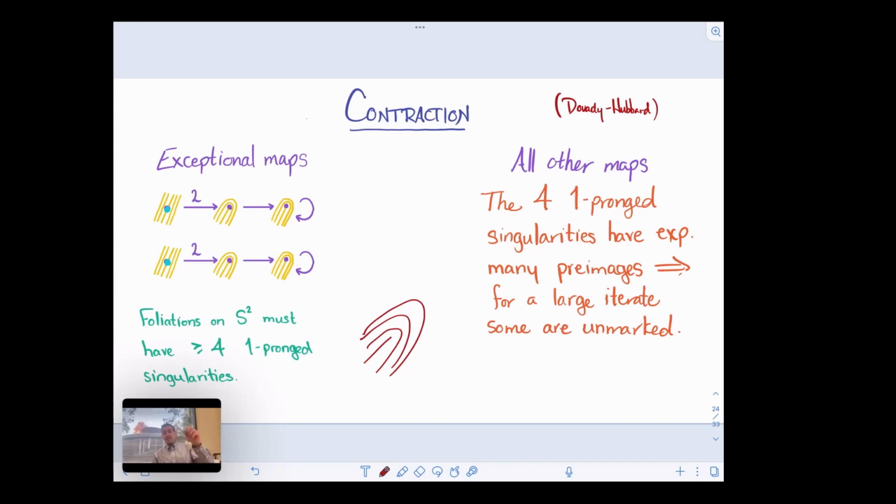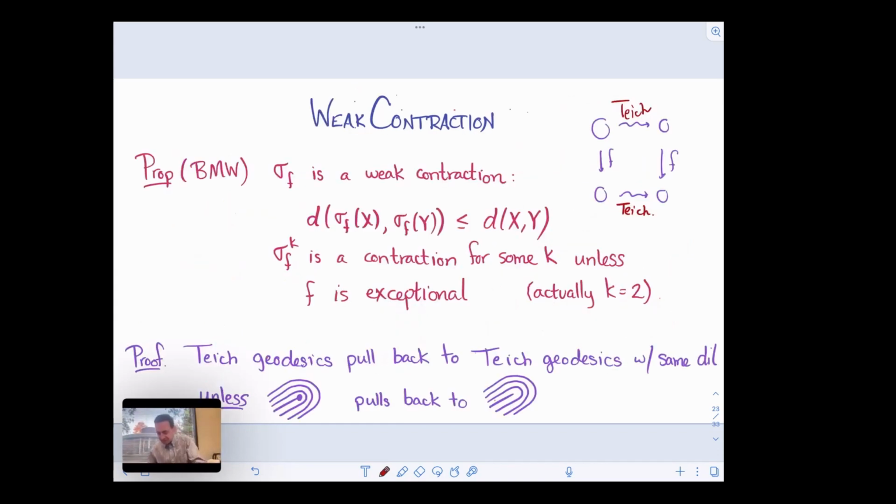Yeah, exactly. The way we simplified it is basically to say that if you don't care that the number is 2, so we say here that you get contraction for k equals 2, you don't need that to prove Thurston's theorem. So if you don't care about that, the proof gets much simpler. So that's our simplification.